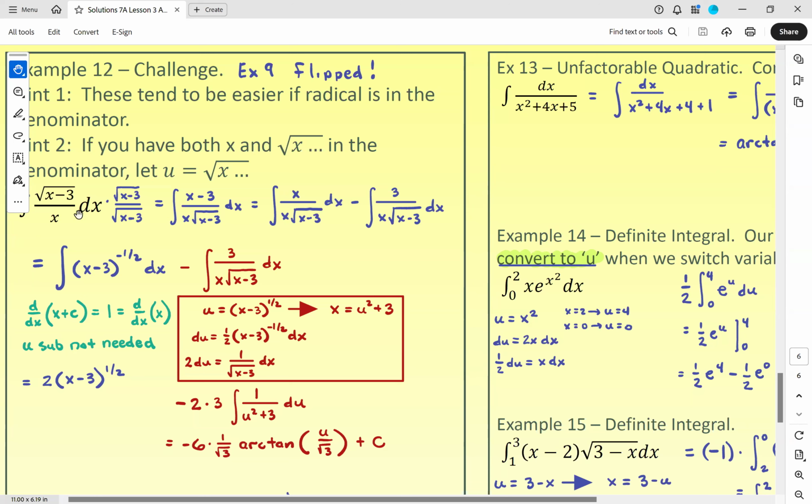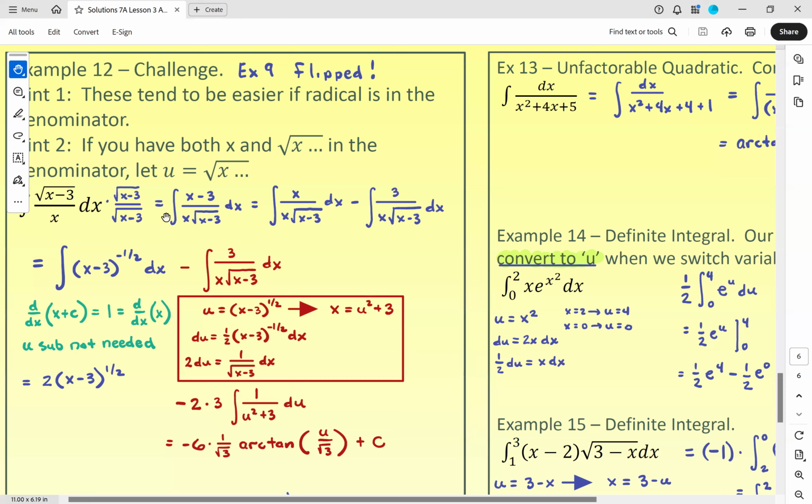So I've got a couple hints to help you out. I do think there's a problem like this on one of our worksheets. So we do have to be prepared for it. But my first hint is that problems like this tend to be easier if the radical is in the denominator. So to achieve that, you can see me multiplying top and bottom by root x minus 3, which actually works out really nice in our numerator. But yeah, now I've got a radical in the bottom.